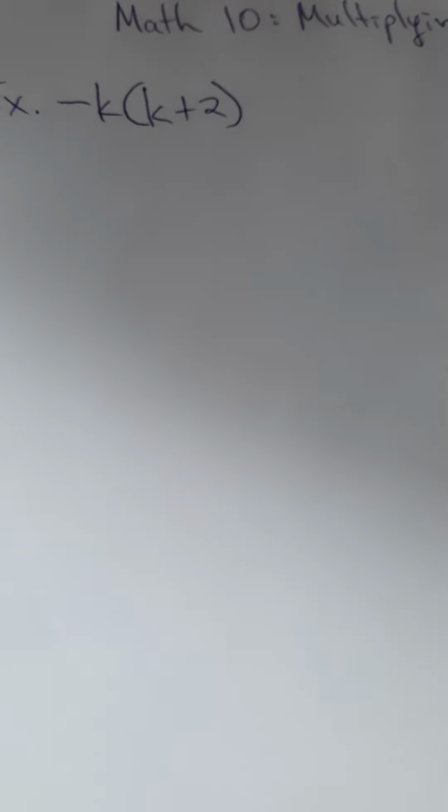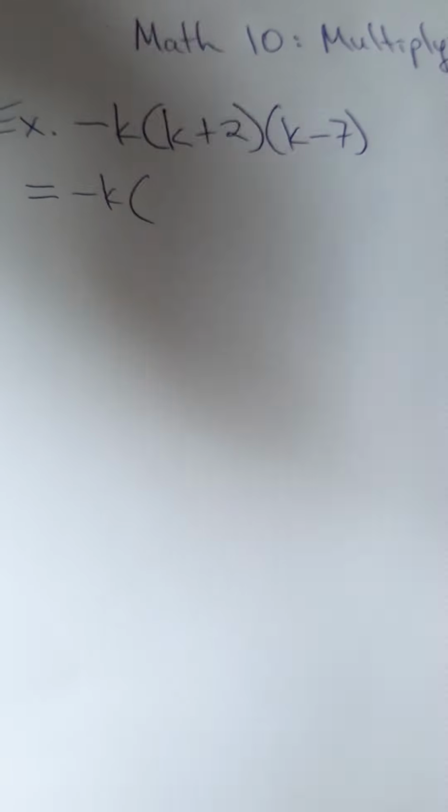Okay, so here we are. I'm going to just write down this example. We're going to take some examples from the textbook. I have negative k times the quantity k plus 2, and inside the brackets, I have k minus 7. We're just going to keep this negative k outside the brackets.